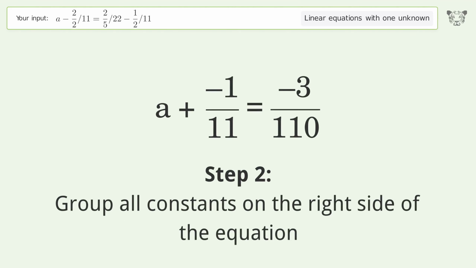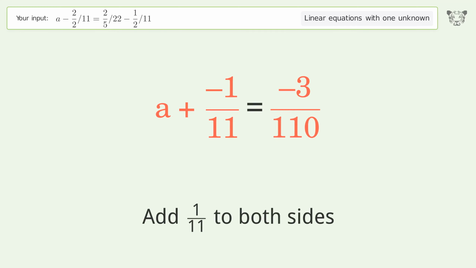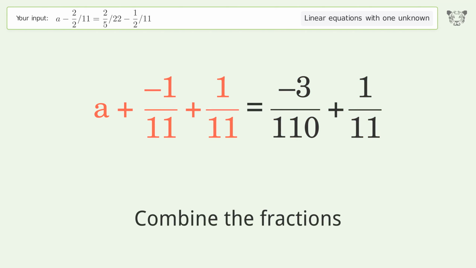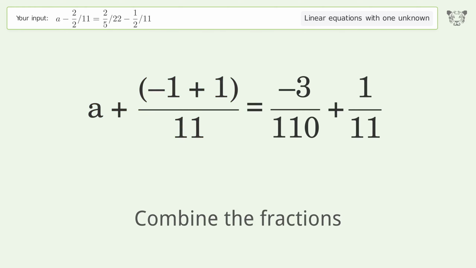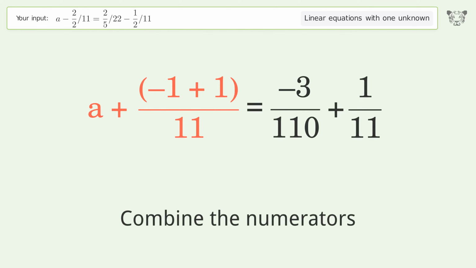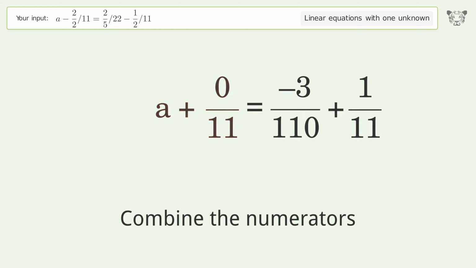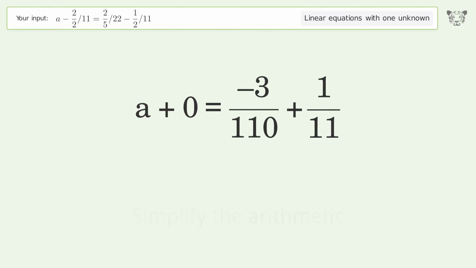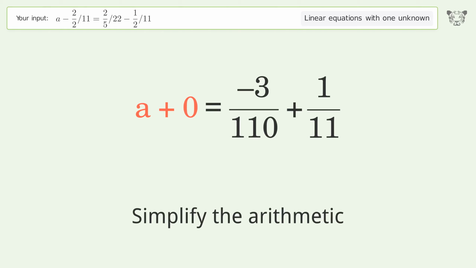Group all constants on the right side of the equation. Add 1/11 to both sides. Combine the fractions. Combine the numerators. Reduce the zero numerator. Simplify the arithmetic.